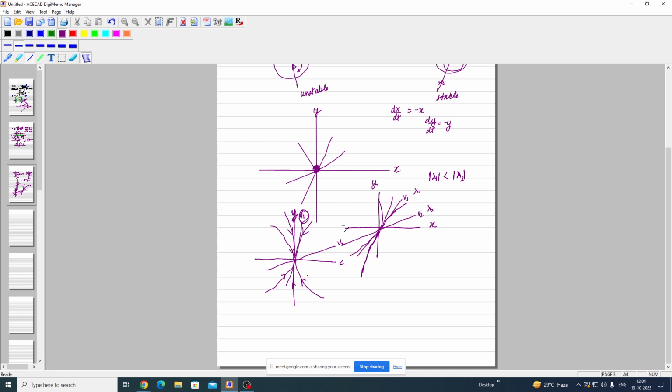Now what happens when both eigenvectors are equally slow or equally fast, which is lambda 1 is equal to lambda 2? That is when you get a case of star node. Since they are both equally slow or equally fast, the lines that will approach the fixed point will be straight lines. This will be the case. Okay, now let's look at the case of degenerate nodes.